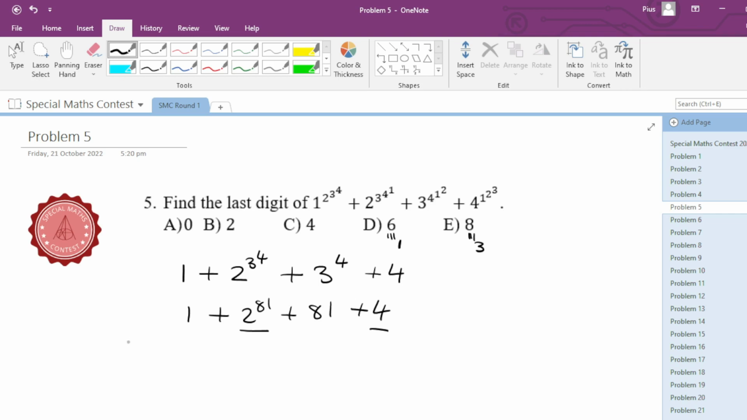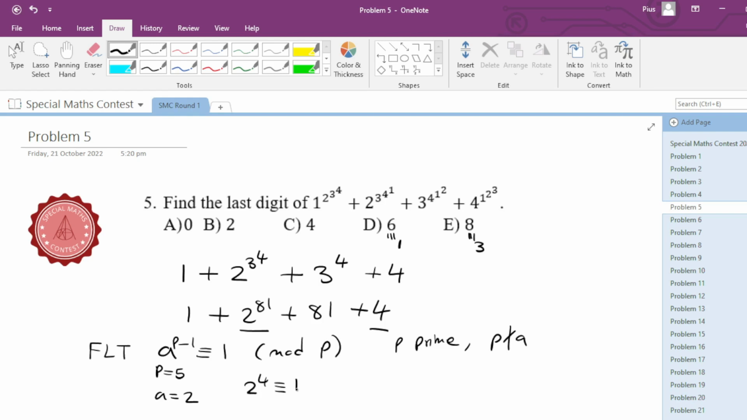Okay, so first we're going to make use of Fermat's little theorem, which says that a raised to the power p minus 1 is congruent to 1 mod p, where p is a prime and p doesn't divide a, so a is co-prime to p. In this particular case, we're taking p as 5 and a as 2, so this means that 2 raised to the power 4 is for sure congruent to 1 mod 5. And this is good because it's easier to simplify things involving 1.